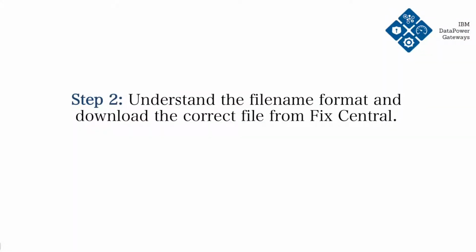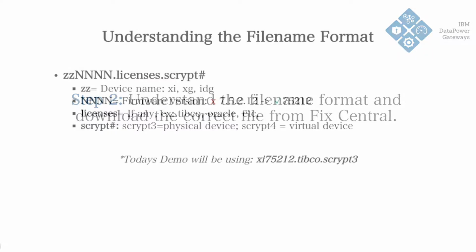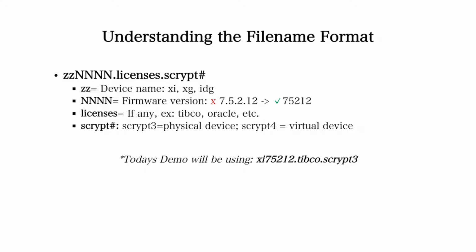Step 2. Understand the file name format and download the correct file from Fix Central. To ensure you download the correct file, it is important to understand the file name format. As shown, the first two letters indicate the device name, such as XI, XG, or IDG, followed by the firmware version, excluding all decimals between the numbers. Following will be a decimal and the name of any license that needs to be applied. Lastly will be a decimal and the script type, for example script 3 for physical devices and script 4 for virtual devices. In today's demo, we will be using XI75212 TIBCO script 3.